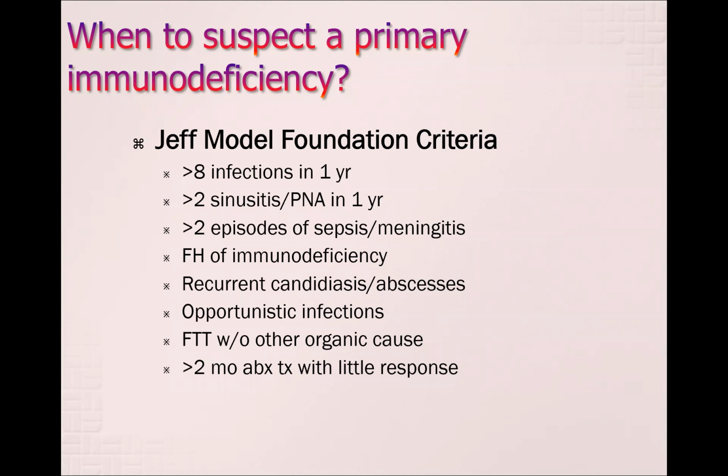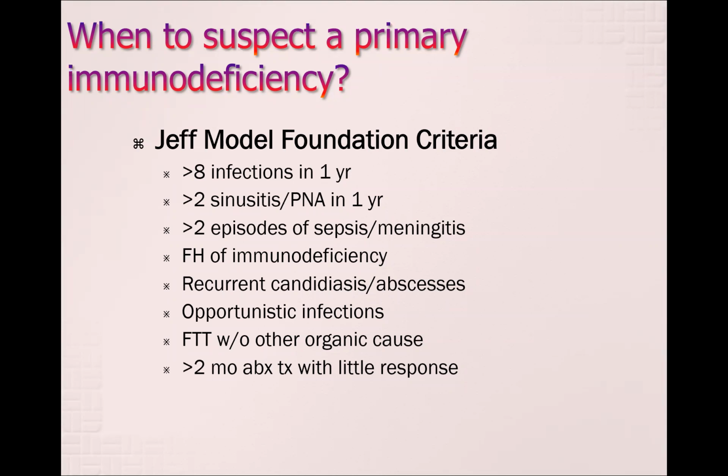A family history of immunodeficiency increases the likelihood of somebody having a primary immunodeficiency. We'll see as we go through this list the different ways that these deficiencies are inherited, which may help you. A history of recurrent candidiasis or abscesses, and certainly solid organ abscess is really what we're talking about here, not skin soft tissue.